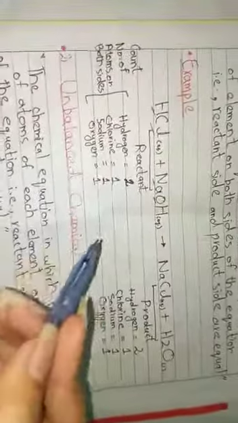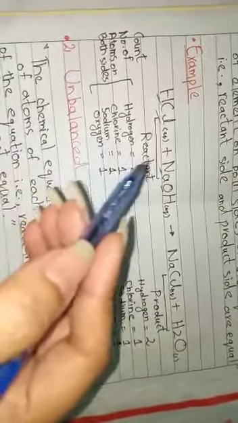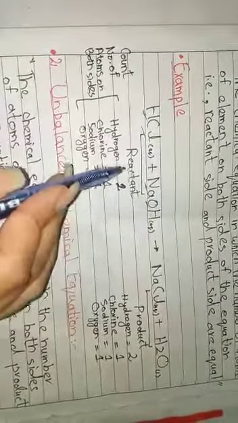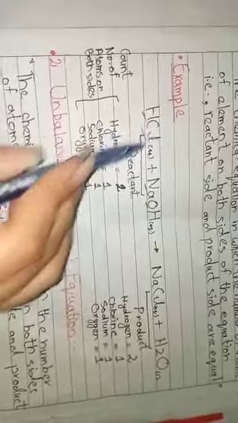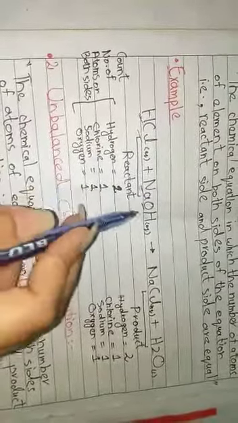Now class, first of all we will calculate the hydrogen, chlorine, sodium and oxygen atoms on the reactant side and then on the product side. Just look at this. Here 1 and 2, that is 2 hydrogen atoms, are present on the reactant side, only 1 chlorine atom is present, only 1 sodium atom is present, and only 1 oxygen atom is present on the reactant side.